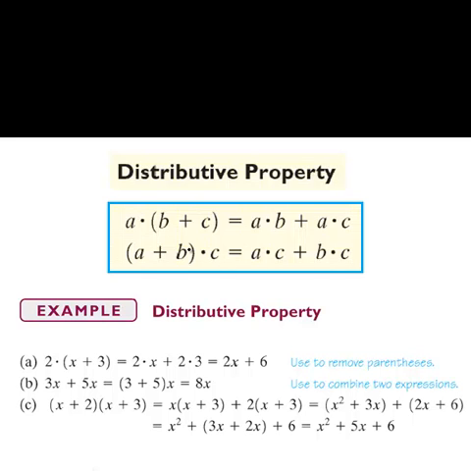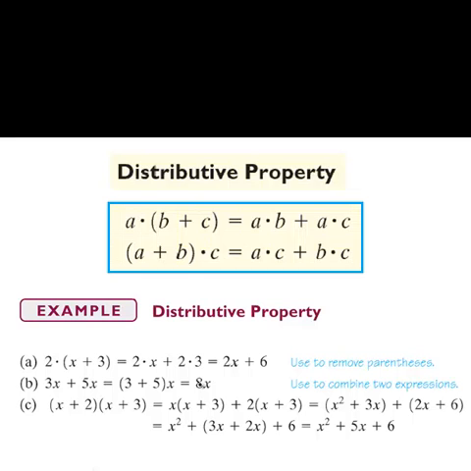And so, in other words, you would be distributing the c to the b and to the a. So here are some examples. You have 2 times x plus 3. That would be the same as 2 times x plus 2 times 3, which is the same as 2x plus 6. Or if you have 3x plus 5x, you could actually factor out the x, like you see here, so you can go in the opposite direction for the distributive property.